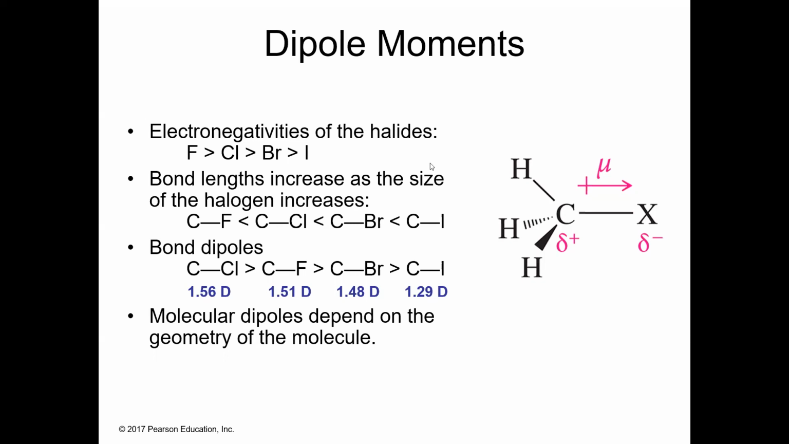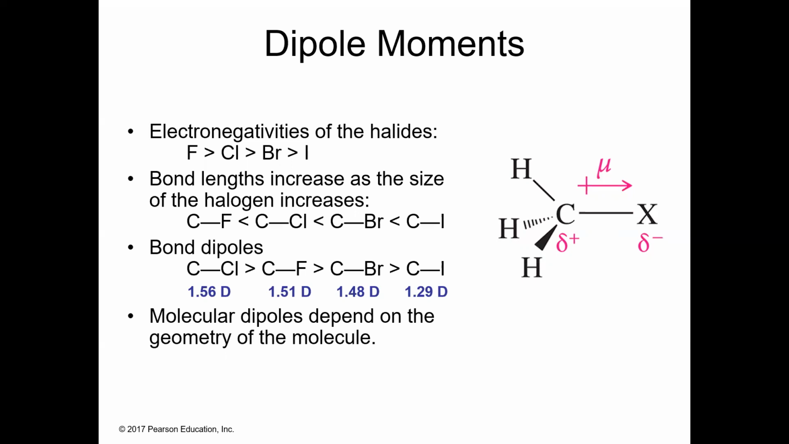Okay, notice that here, the carbon-chlorine bond is actually a little bit more polar than a carbon-fluorine bond. The dipole depends not only on the difference in electronegativity, but also on the distance between the two atoms that are bonded. It's because the chlorine to carbon bond is a little bit longer. That contributes to a larger dipole moment.